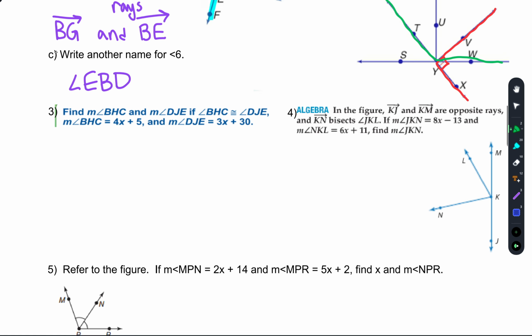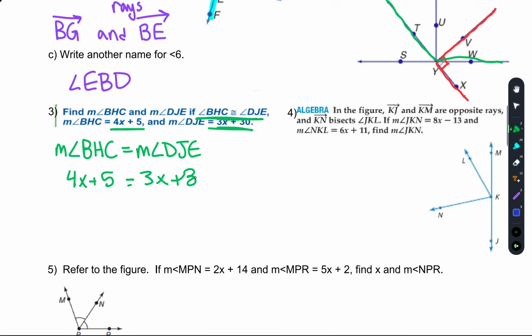Find the measure of angle BHC and the measure of angle DJE if BHC is congruent to DJE. This automatically tells me what about the equation that I'm about to set up? Casper. They are going to be equal to each other. I know that the measure of angle BHC is equal to the measure of angle DJE. So when I have these pieces here and here, I can set them equal. 4x plus 5 equals 3x plus 30.